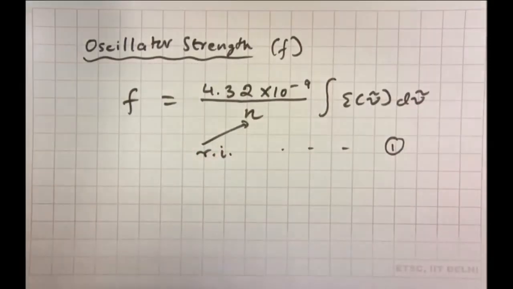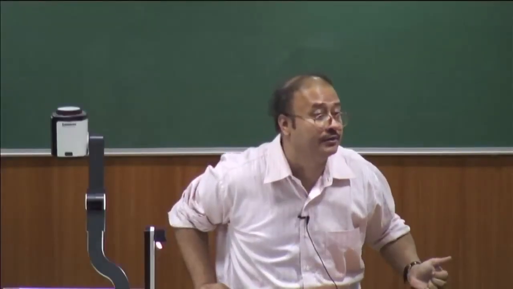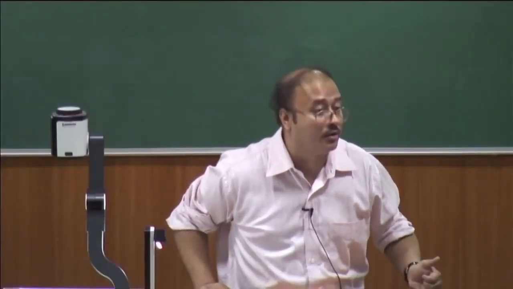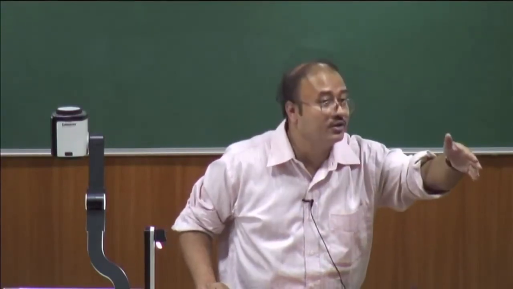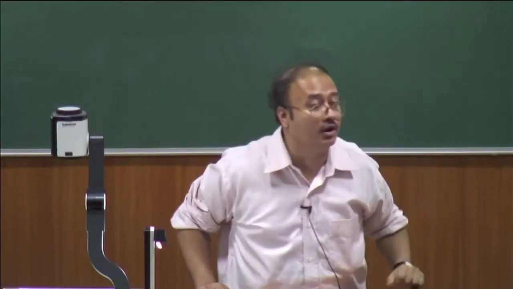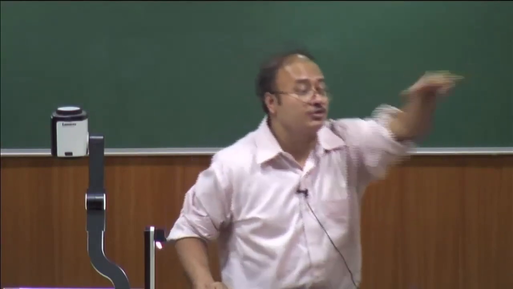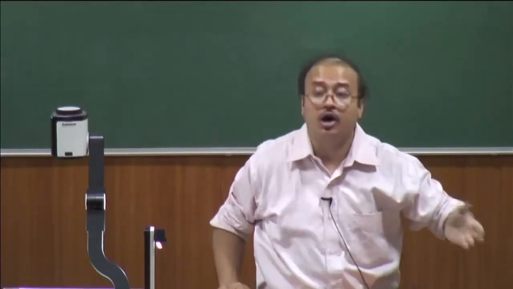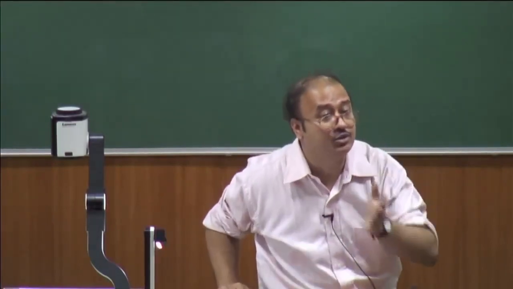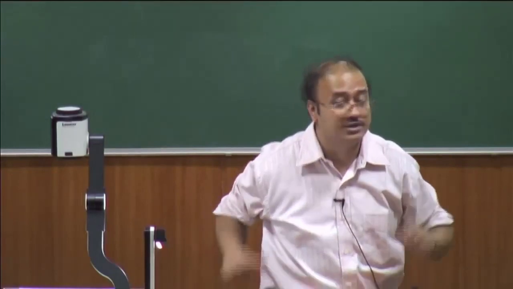And what do you have in the integral? Just look at this. You have epsilon, the extinction coefficient, but what units are you expressing it in? You are expressing it in nu bar, that means centimeter inverse, times d nu bar. So this essentially is the area under your whole absorption spectrum. Now, this is how an oscillator strength is related to epsilon, just by this equation.